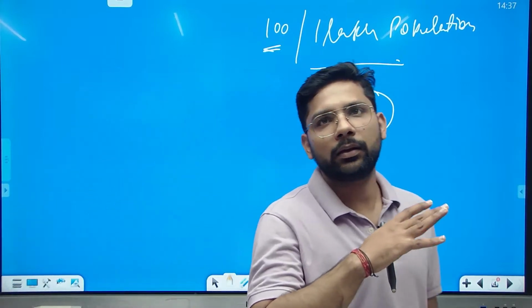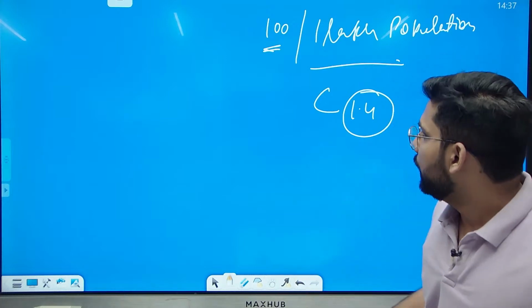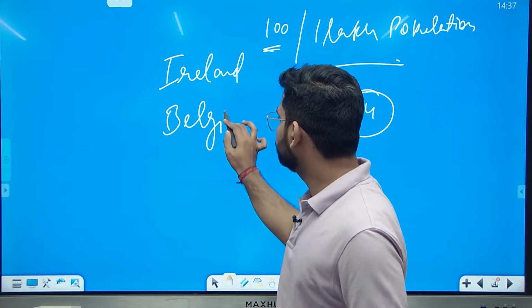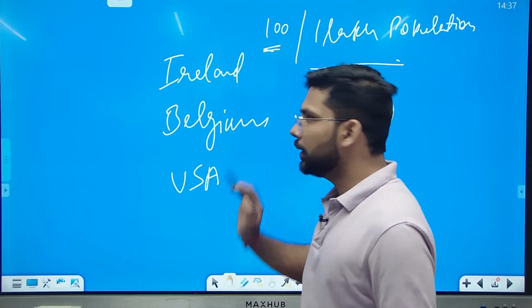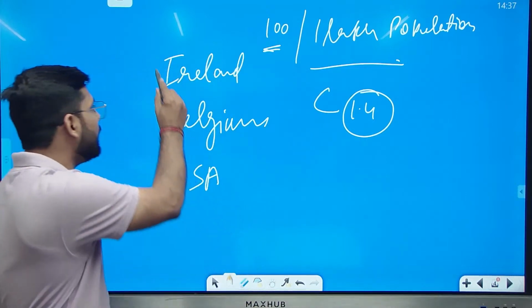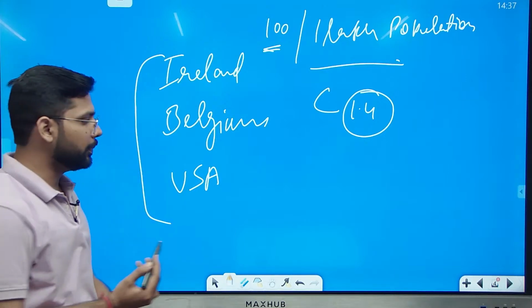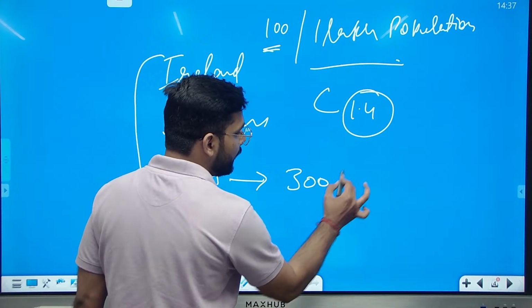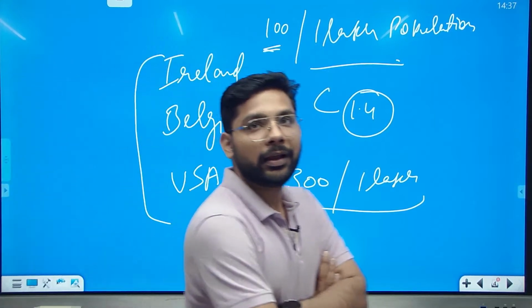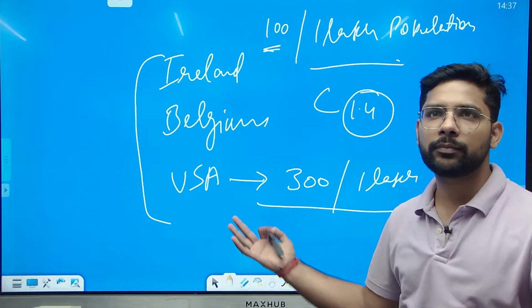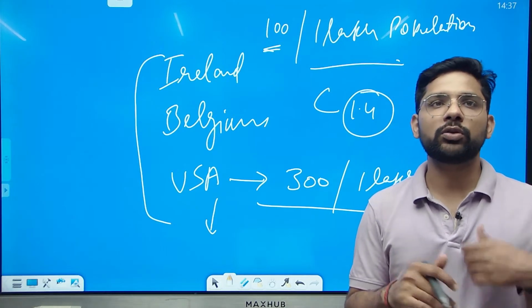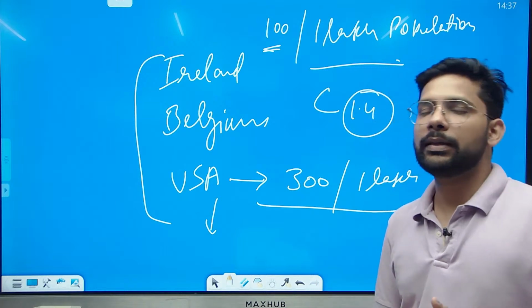But if we compare with the world, in the case of Ireland, in the case of Belgium, in the case of USA, India is having fewer cases per lakh population when we compare with these countries. For example, the USA is having more than 300 patients per lakh population. So why then is India the cancer capital? According to data, it should be the USA. The population of the USA is very small as compared to the Indian population. So the number of cancer patients in India is more than the number of cancer patients in the world.